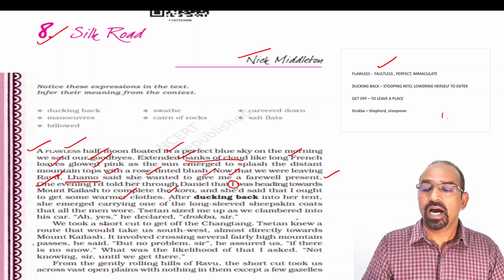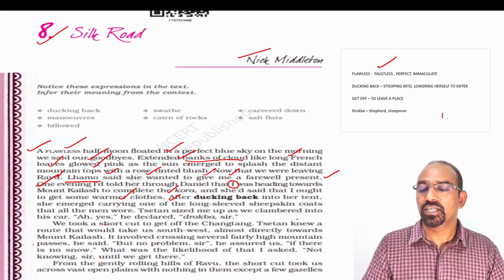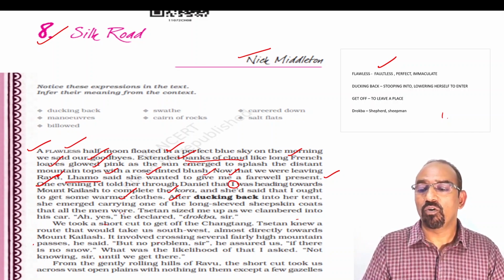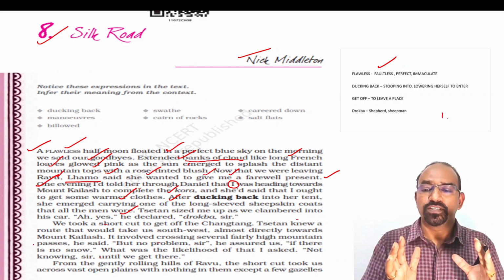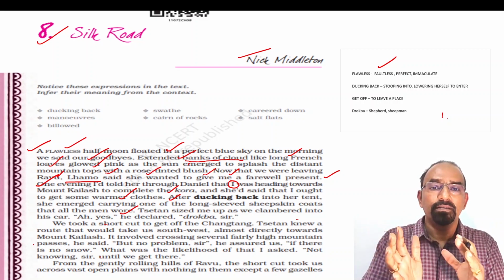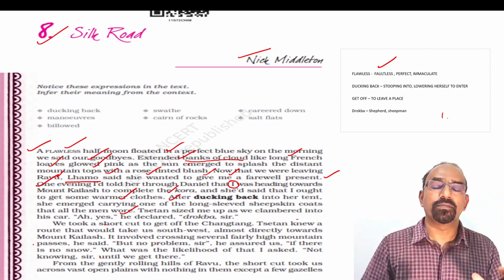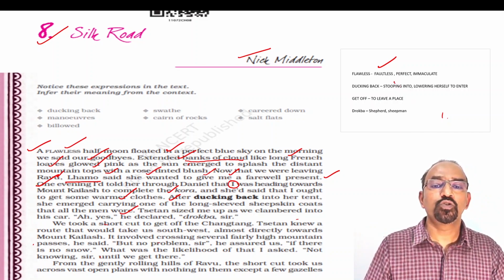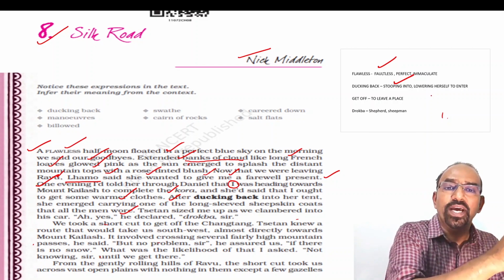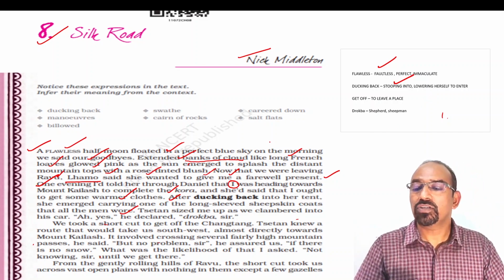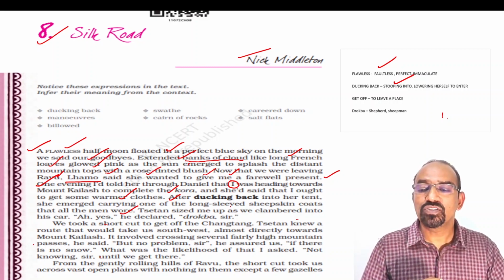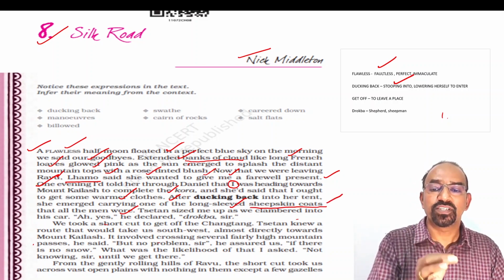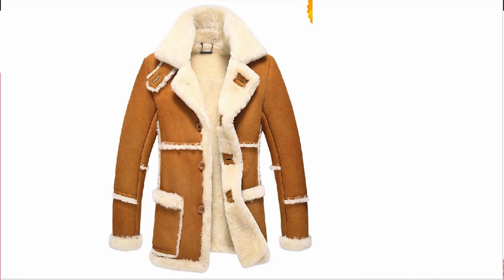"After ducking back into her tent, she emerged carrying one of the long-sleeved sheepskin coats that all the men wore." Immediately, as a present, when Middleton told her that he was leaving in the morning, she ducked back into her tent. Ducking back here means stooping or lowering herself to enter the tent, and she emerged with a long-sleeved sheepskin coat. This is her farewell present to Middleton.